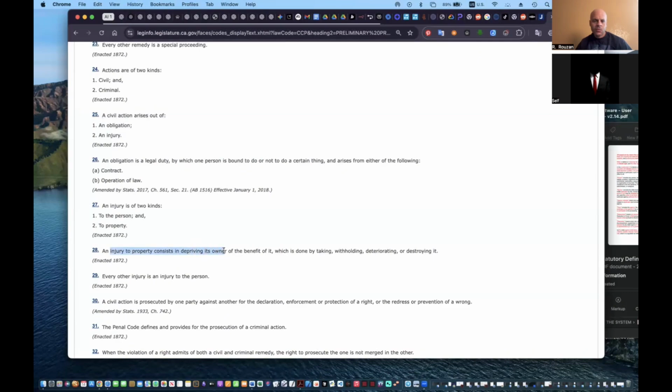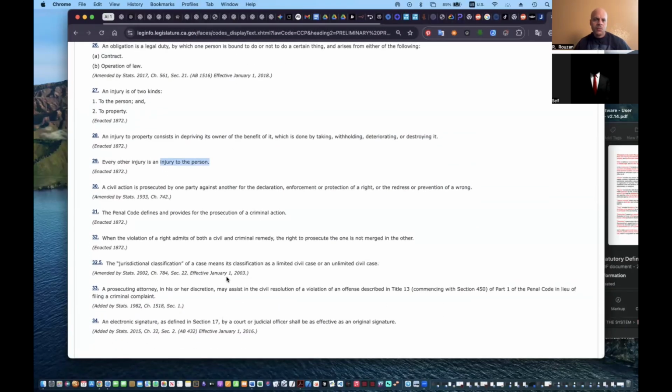To depriving the owner of the benefit of it. And then it tells you how. That's how the deprivation of the benefit is done: by taking, withholding, deteriorating, or destroying it. Right. Every other injury is an injury to the person. So that's when you hit them bodily, hit by a car, somebody struck, moved without their permission, stuff like that.